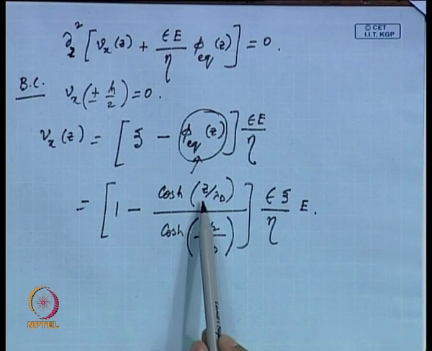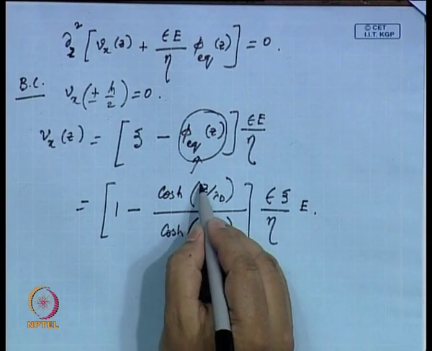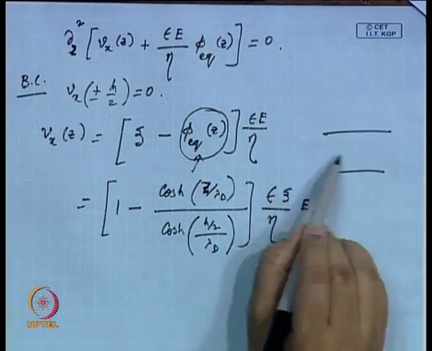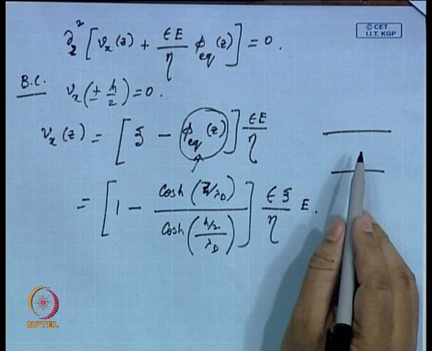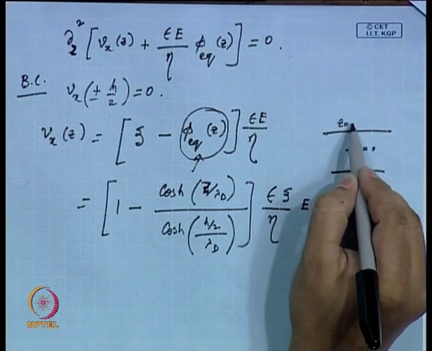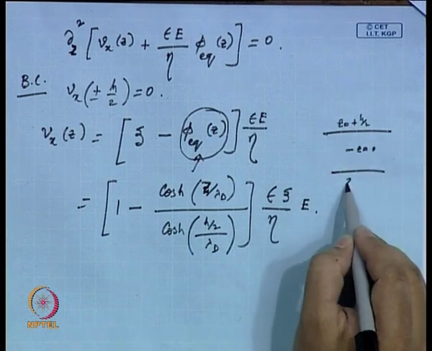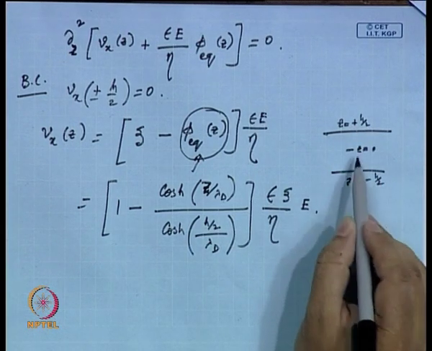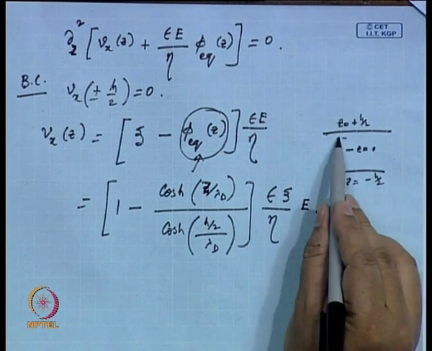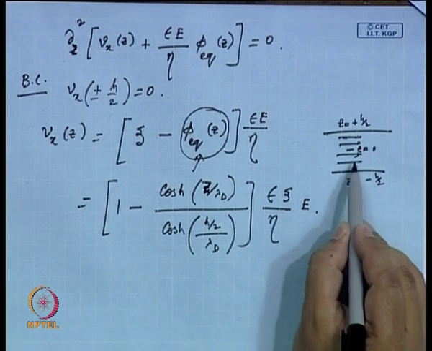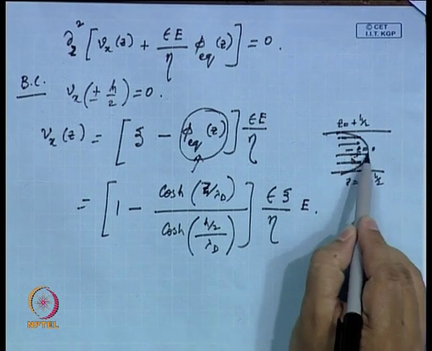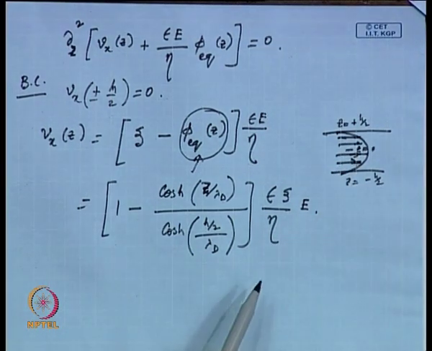This is the expression you have for the velocity profile. See, I have a z term here, and this z term is changing. If this is the channel, I am having an electroosmotic flow taking place through this channel. Z is equal to 0 here, z is equal to plus h by 2 here, and z is equal to minus h by 2 here. So, within this framework I have a velocity profile, and the expression for it is given by this expression.